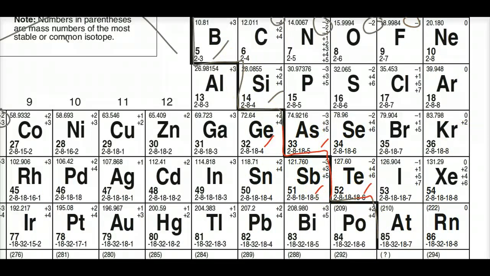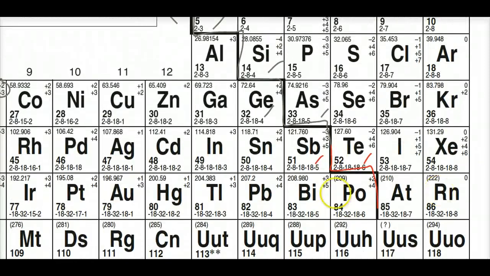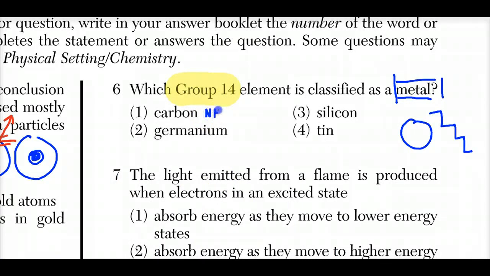But getting back to the question, group 14, this column. Well, carbon is a nonmetal. It's above the staircase. Silicon and germanium are metalloids you should be aware of. And of course, tin is a metal. You can see that below the staircase to the left, tin, as we know, is a metal. So let's go to the question. Carbon is our nonmetal. Silicon is our metalloid, or semi-metal. And germanium is also a metalloid. The only one that's a metal is tin.